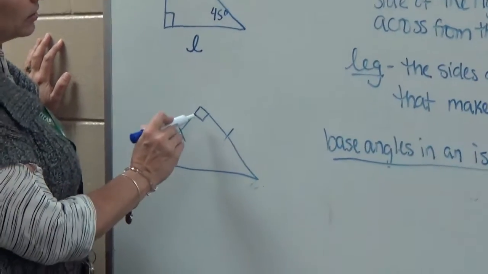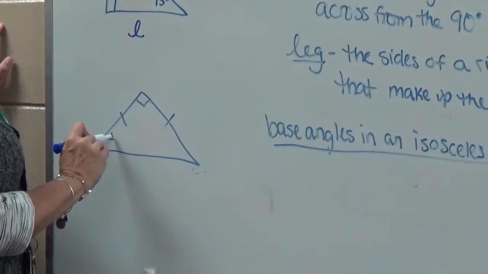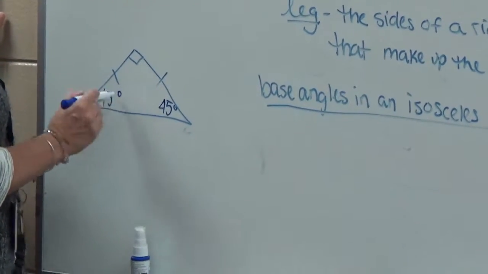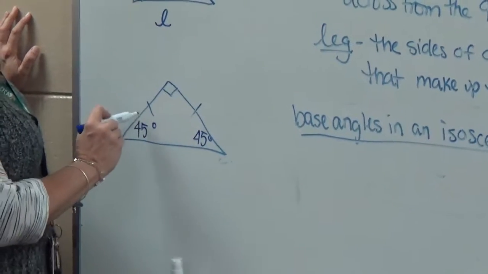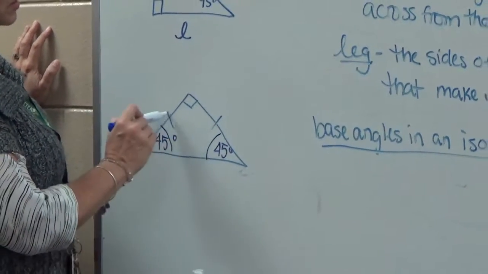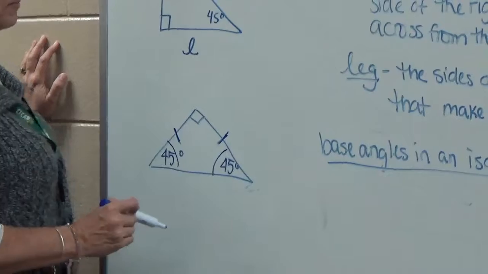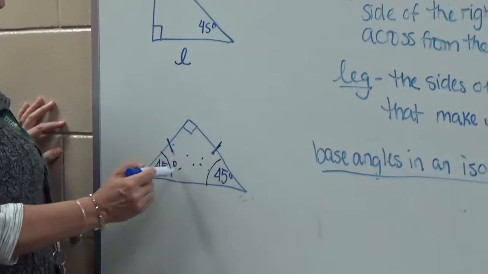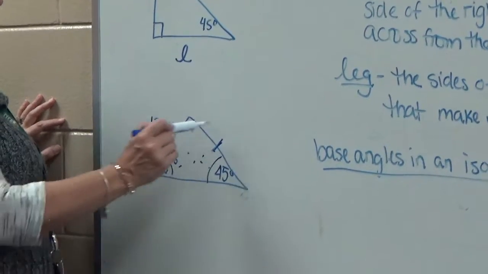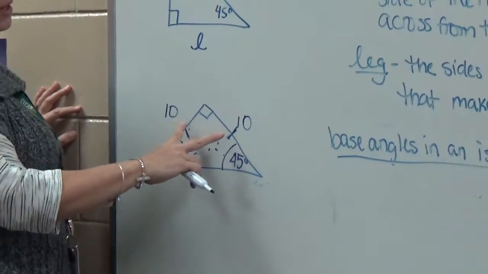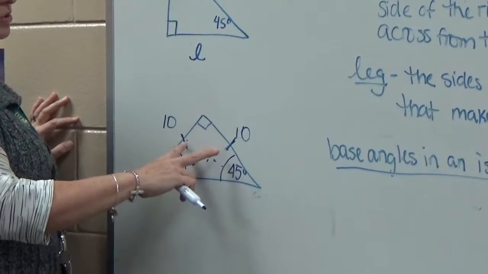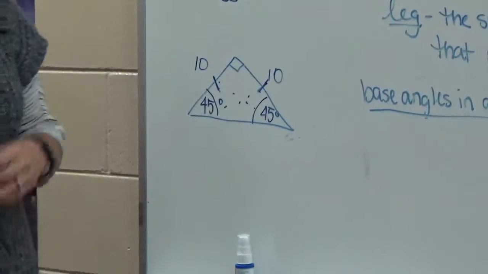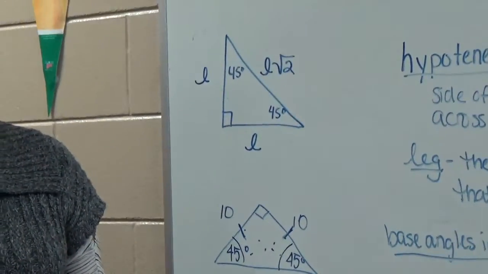The base angles are opposite. If this is the 45 and this is the 45, which it is in this case, that means obviously those two angles are equal. So these are the base angles and these are the sides that are opposite each base angle. So this side and this side are equal. If that was like 10, then that would be 10 also. So this is an isosceles triangle because two sides are equal and the base angles are equal. So you have to remember base angles of an isosceles triangle are equal.